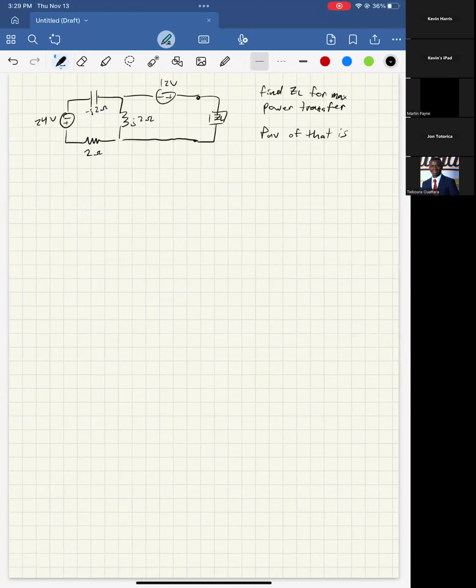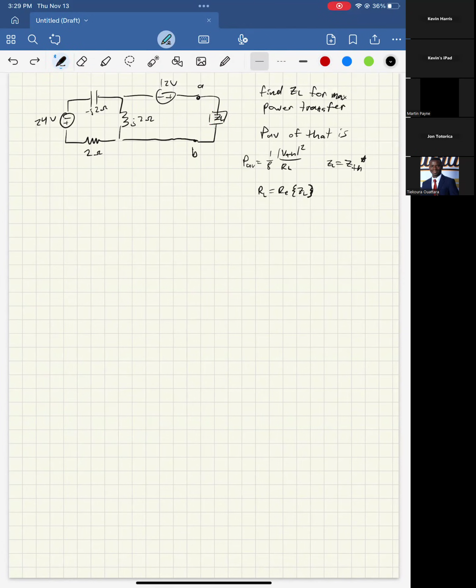So let me write that. We know that the average power is 1/8 VTH magnitude squared over RL, where RL is the real component of ZL, right? So that means we need to find ZL and we need to find VTH. So let's do that. Oh, and we know that ZL is going to be ZTH conjugate. So if we call this A and B, now we just need to find the Thevenin equivalent. So for now, we'll pretend like this is an open circuit here, right?